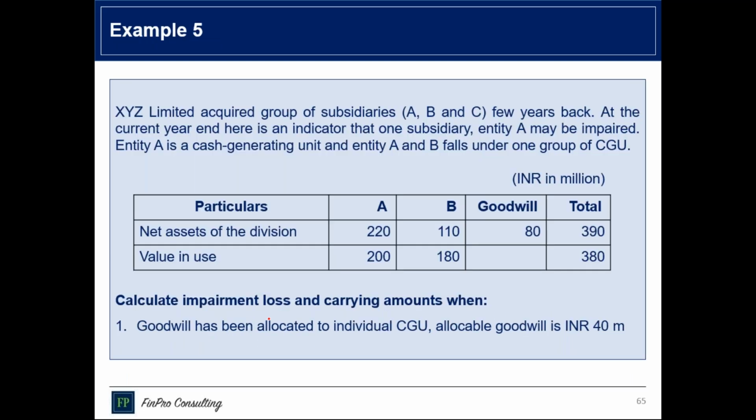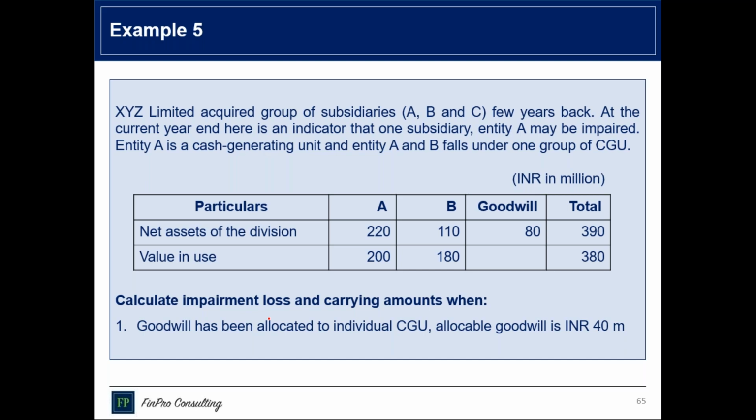We'll take one example before we wind up the session. XYZ acquired a group of subsidiaries A, B, and C a few years back. At the end of the current year, there is an indicator that one subsidiary, entity A, may be impaired. Entity A is a cash generating unit as a whole, and entities A and B fall under one group of CGU. So the net assets of divisions A and B are given.